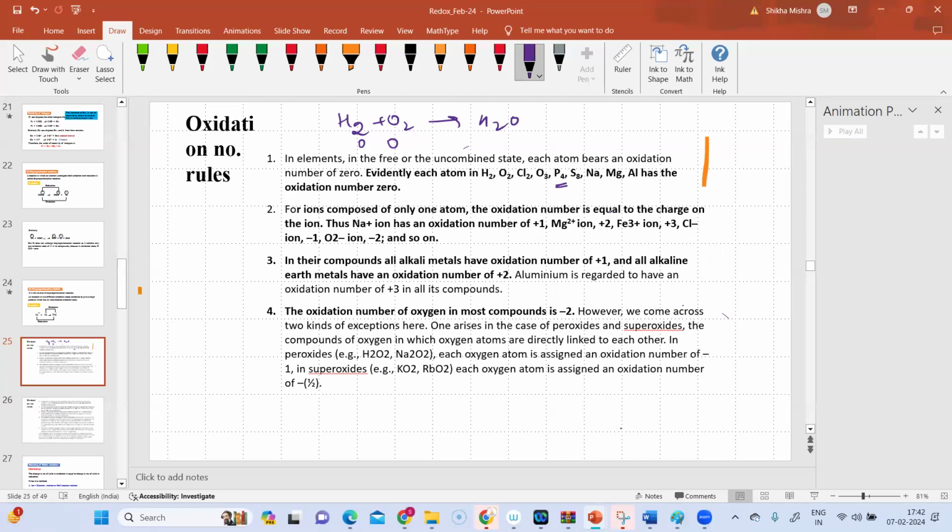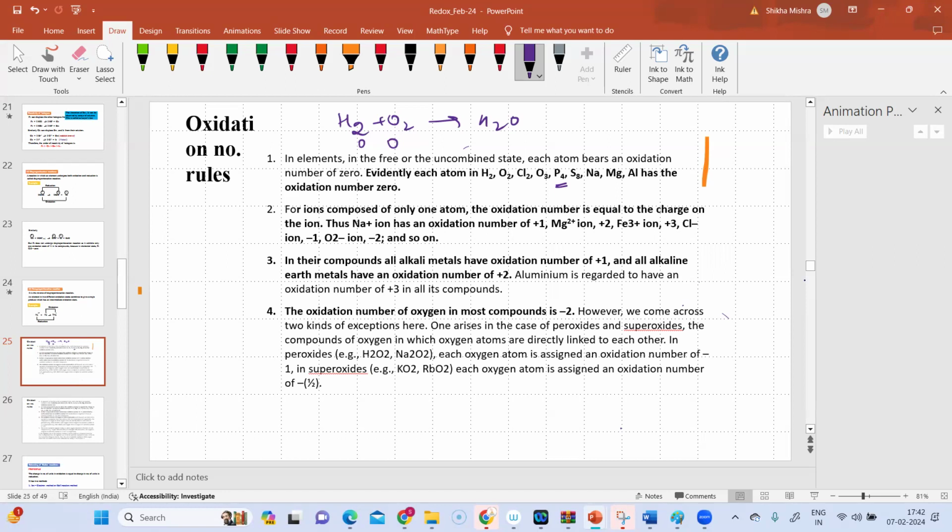Yes, ma'am. Okay. Then you will see that there are certain exceptions. The most important thing is that oxygen is taken as -2, hydrogen is taken as +1, and the moment we talk about the exceptions to this rule.